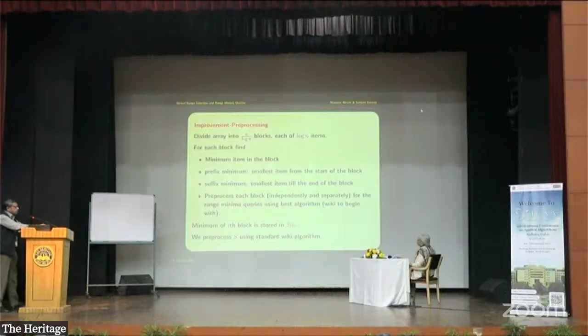Now let us describe an improvement to this. This is basically the standard trick which we use in parallel algorithms to make the algorithm optimal. I divide the array into n over log n blocks, each of log n items. For each block, I find the minimum item in the block. I also find the smallest item from the start of the block, and the smallest item till the end of the block, for each block. Both these require a simple for loop. If you use the normal algorithm to find the minimum, you're actually finding the prefix minimum. And if I do it from the other end, you will be finding the suffix minimum.